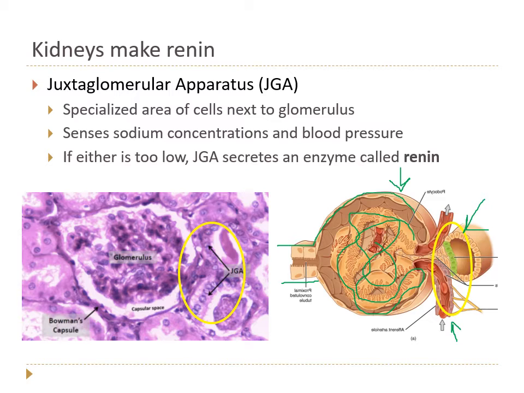If either sodium concentration or blood pressure is low, then these cells, this juxtaglomerular apparatus, the JGA, is going to secrete this enzyme called renin. So you can see it here on the right in a diagram. You can also see it here under the microscope. So these are the cells of the JGA. Juxtaglomerular just means next to the glomerulus, right? So juxtaposition means putting something next to, so juxtaglomerular apparatus. I don't know why they didn't come up with a better name, but JGA works pretty well.